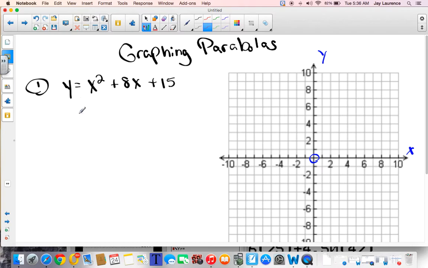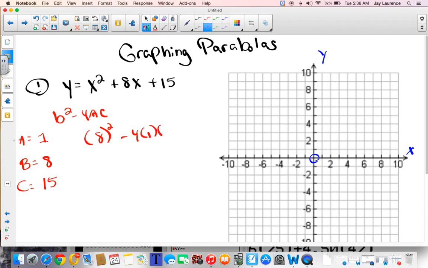First, I need my discriminant, right? So I need the b squared minus 4ac. So I better figure out a, b, and c. Make sure I get those right. If you make a sign error in there, you've screwed the whole thing up. So a is going to be 1, b is going to be 8, and c is going to be 15. So I need to do b squared using parentheses so I don't have to do push-ups, minus 4 times 1 times c. All right, 64 minus 60, and my discriminant is 4.